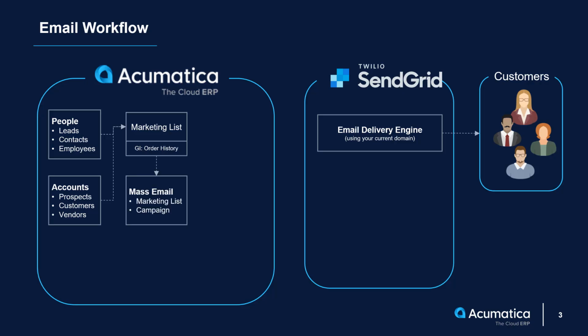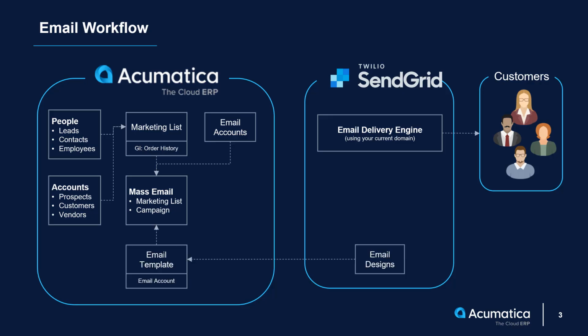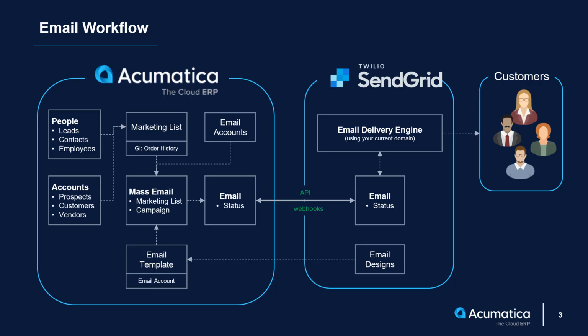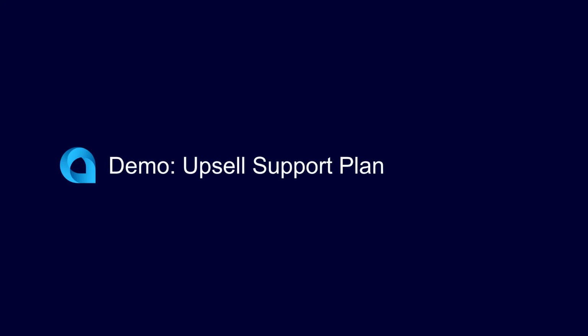Start your email by selecting an account that is linked to SendGrid using a native Acumatica plugin. Utilize designs you create in SendGrid to prepare professional, eye-catching email using a drag and drop interface. When ready, send email immediately or on a schedule. As emails are delivered and opened, you can track statistics in Acumatica or run reports in SendGrid.